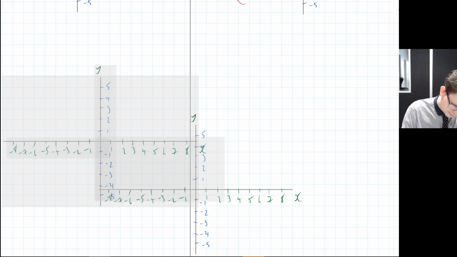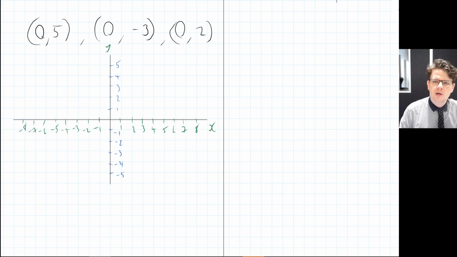So let's have a look at 0, 5, 0, -3, and 0, 2. So 3 points A, B, and C. We're going to have a go. So 0 means we're going to 0 across. So where is 0? Well, if we're looking across this way, we've got 1, 2, 3, 4, 5, 6, 7, 8 on this side.